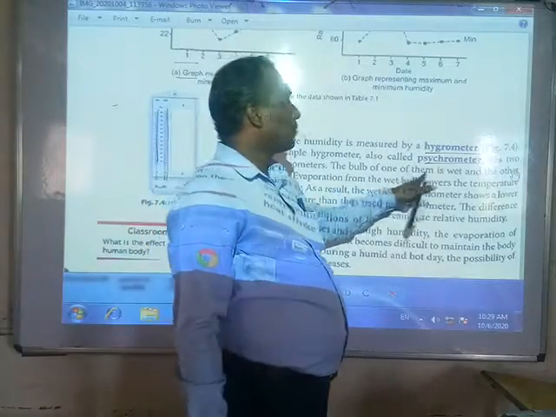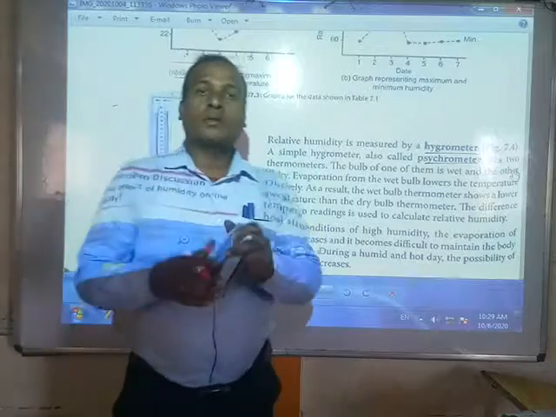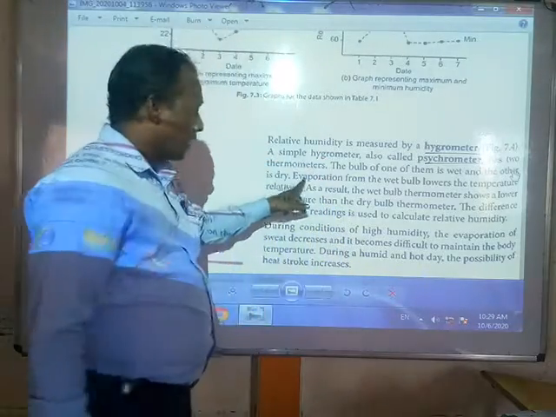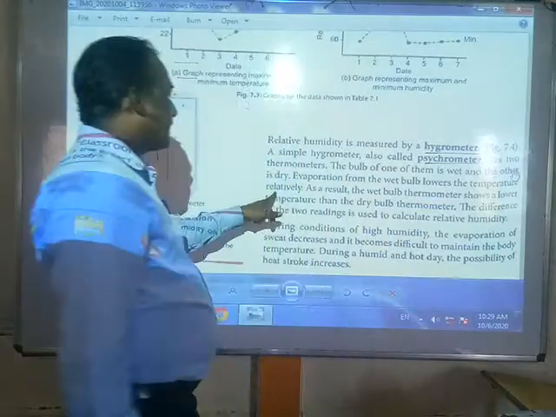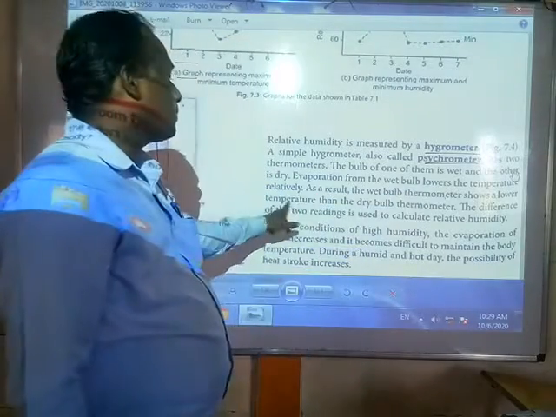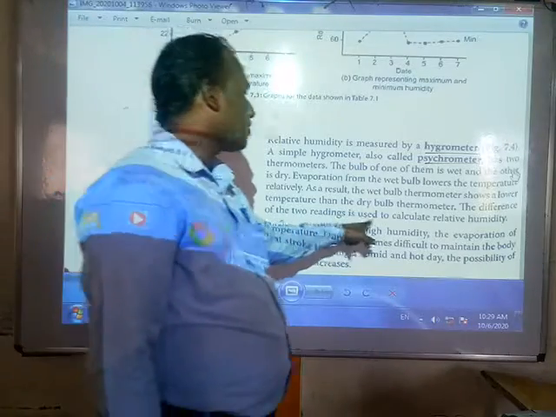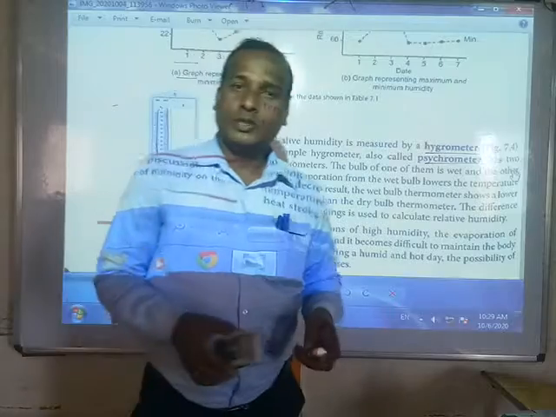The bulb of one of them is wet and the other one is dry. One bulb is wet, the other one is a dry bulb. Okay. Evaporation from the wet bulb lowers the temperature relatively. As a result, the wet bulb thermometer shows a lower temperature than the dry bulb thermometer. The difference of the two readings is used to calculate the relative humidity. Did you understand, students?